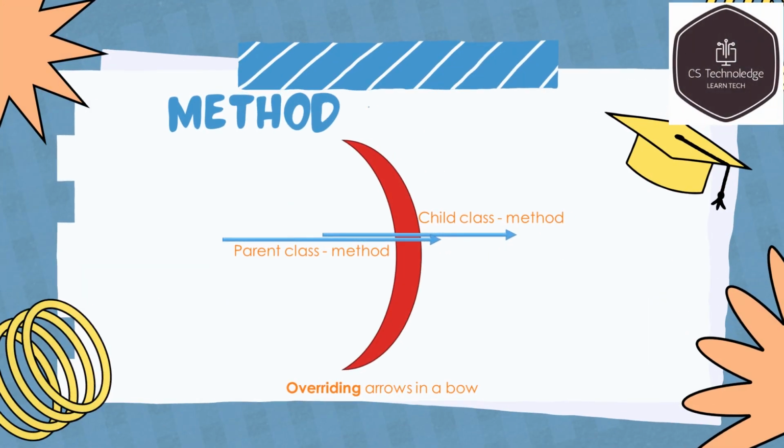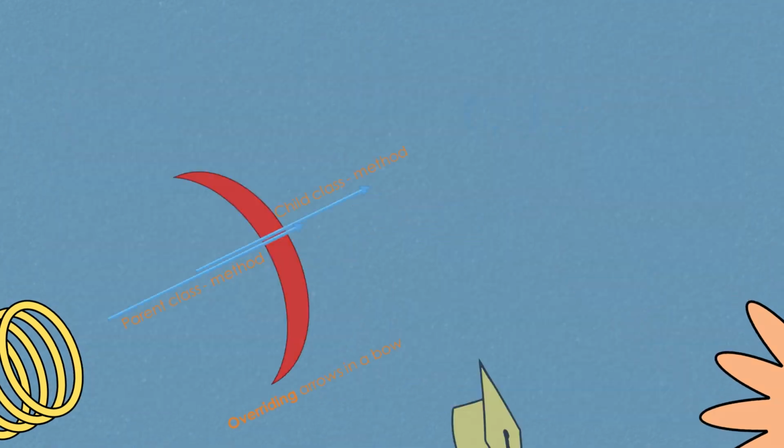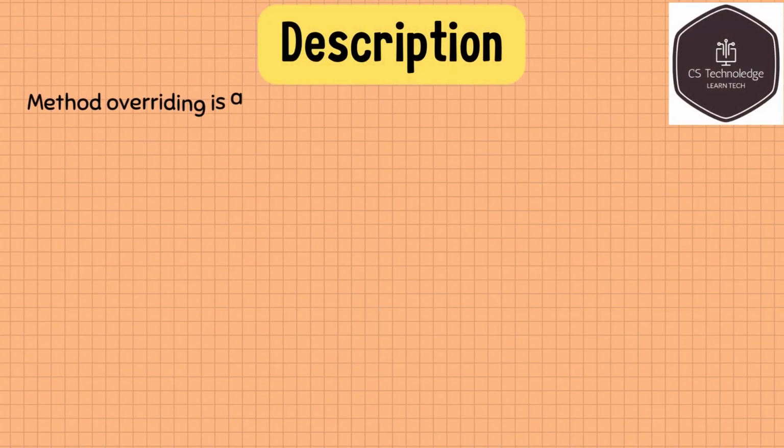Method overriding. Method overriding is a feature that allows a subclass to provide a specific implementation of a method that is already defined in its superclass. This allows the subclass to provide its own behavior for the method.